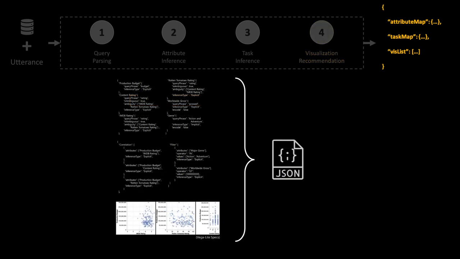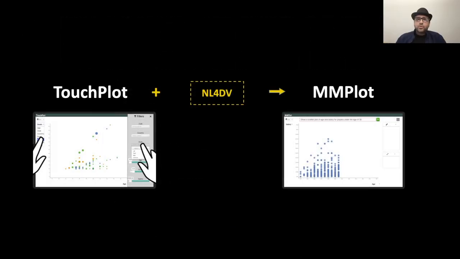All of this gets compiled into a single JSON object that can be easily parsed by visualization developers. Let us go back to the earlier touchplot example and see how this JSON object was used to create mmplot.